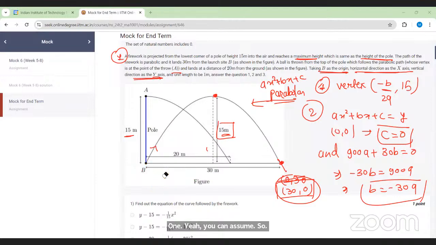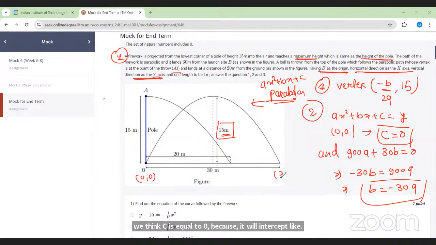Ma'am, the x coordinate will be 15. Ma'am, if we still want to substitute, why are we saying c is equal to 0 here? Because the parabola passes through the origin, that's one. Okay, 0 and 30, 0. Continue, please. How do we find the question?